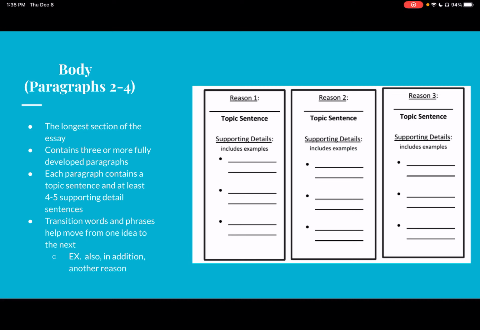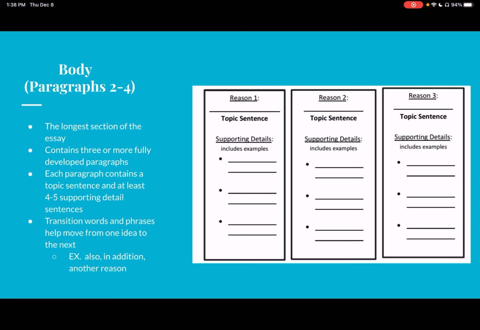And we've been working a lot on that. A lot of you guys are doing a phenomenal job of writing 4 to 5 supporting details. Sometimes we get a little lazy though. So we want to make sure that we are supporting the main idea of the paragraph. And how are we going to do that? By using supporting details.